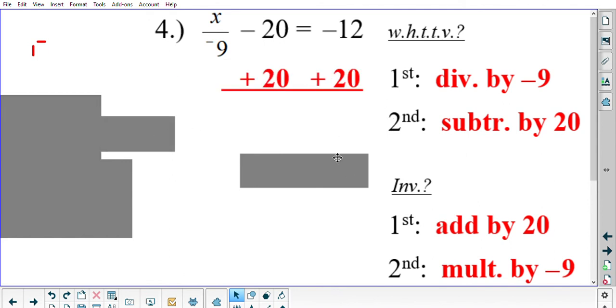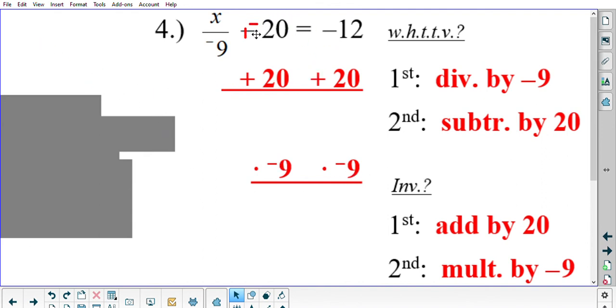So you added by 20 on both sides. Later, multiply by negative 9. Do you have the negative signs? Then you look for subtraction. It was on the original equation. That's where you make it adding the opposite.